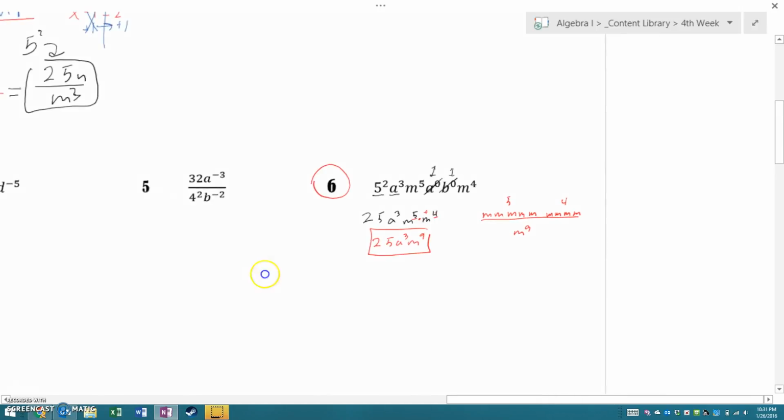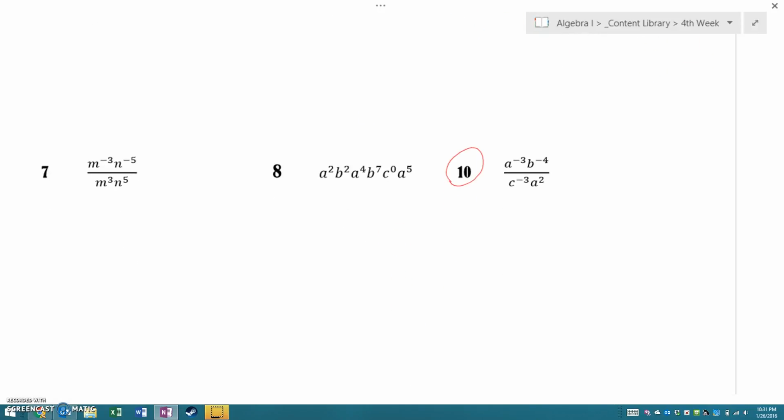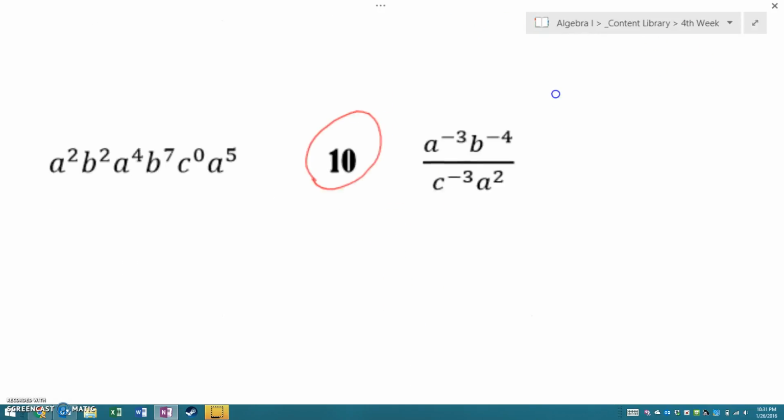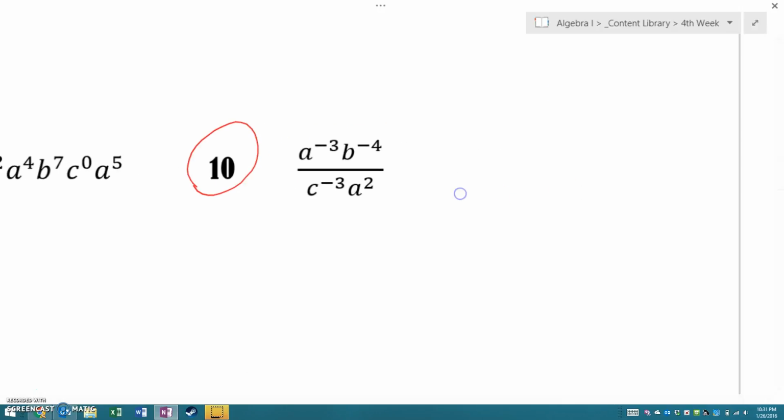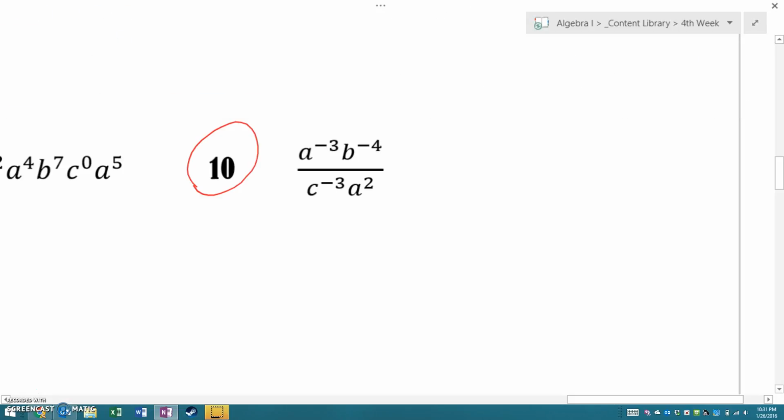Moving on to the next one that I have picked out here, that's number 10. I just wanted to give a better example of how to use these negatives. So this is a much more involved example on how to use the negatives here. So I'm just going to do these one at a time. Doing it all at once it's a lot to handle.